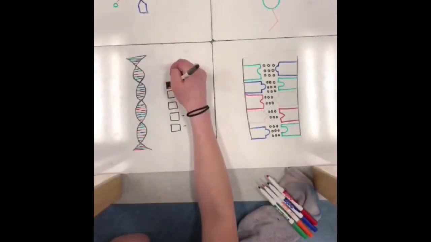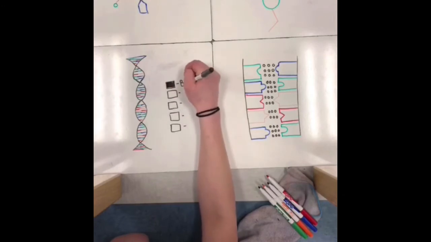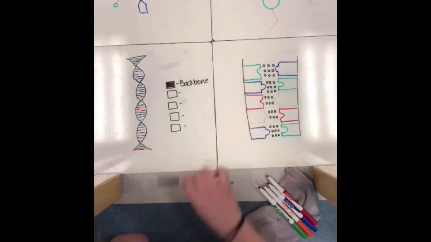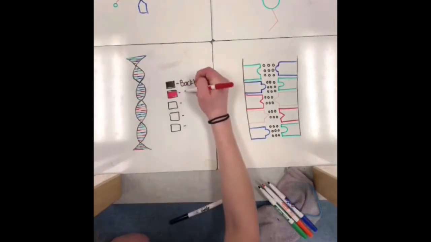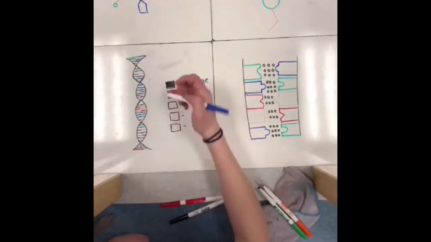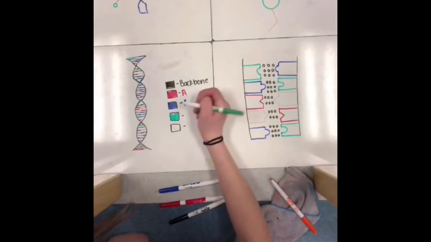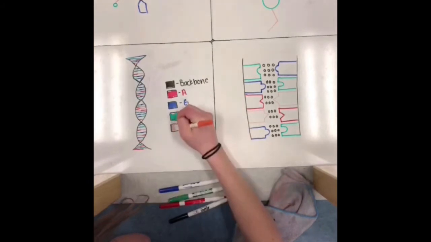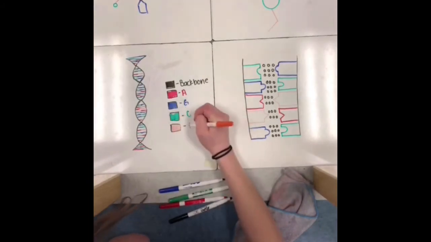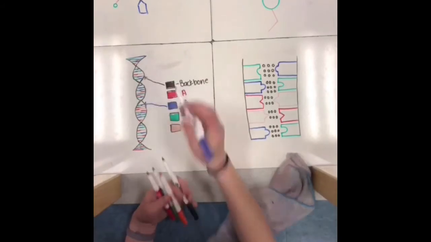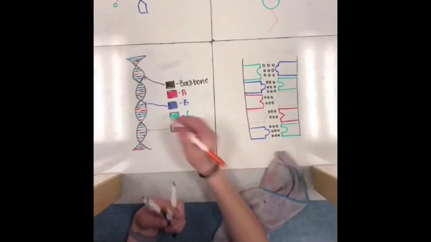This is what the basic structure of DNA looks like. The black outline, or the backbone, holds the structure together. The red lines in the middle are called adenine, or A for short. The blue lines are called guanine, or G for short. The green lines are called cytosine, or C for short. And the orange are thymine, or T for short. The arrows being drawn are to indicate where on the DNA structure these things go.